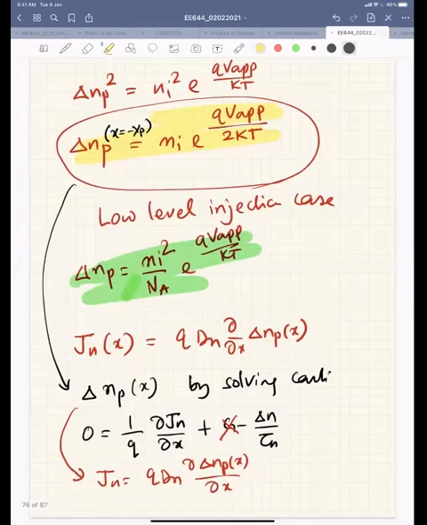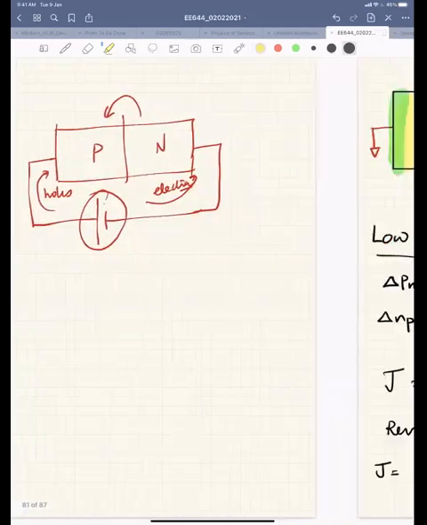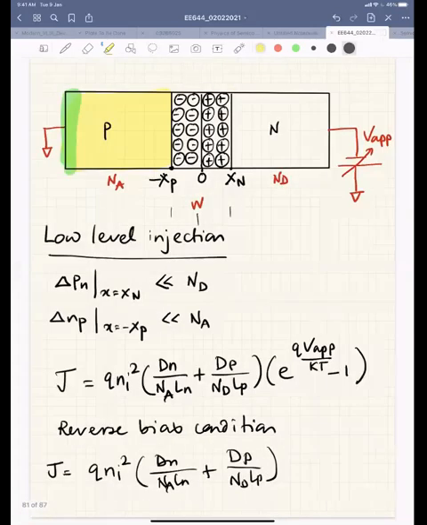Okay, so in the last few classes we have been discussing the current flow through a PN junction. We talked about two injection conditions. One is the low level injection condition, and we started with low level injection. For low level injection, the condition was that the holes being injected are less than ND.